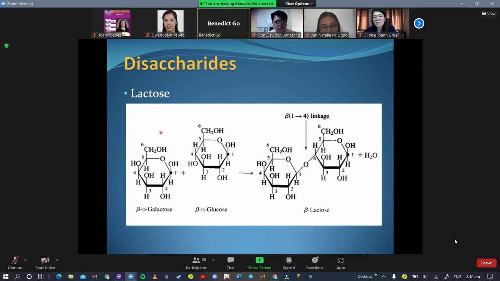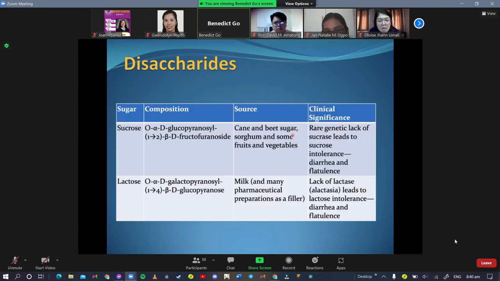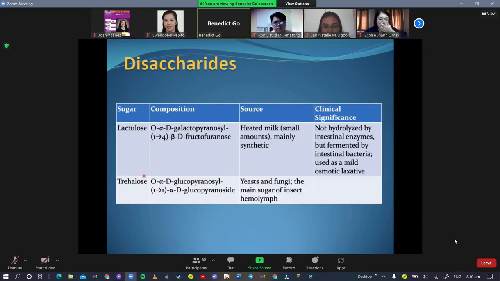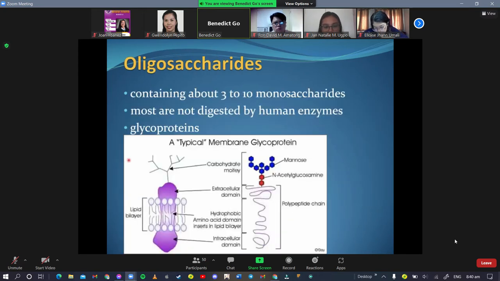And here you'll find galactose and glucose forming lactose. The bond here is a beta 1,4 glycosidic bond. Physiologically important disaccharides are sucrose, lactose, maltose, isomaltose, lactulose, that's usually used as an osmotic laxative, and trehalose. Okay, now let's discuss oligosaccharides.